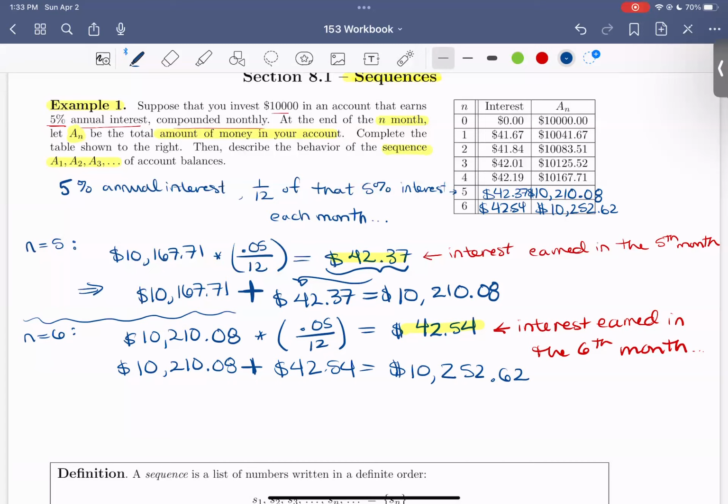So now let's consider the sequence that we're creating, this A sub n sequence. So again, in this case, the sequence is just this list of numbers. So it starts with 10,000, then 10,041.67, 10,083.50, 10,125.52. I don't need to read all these to you, but what are some things that we can observe about the A sub n sequence?